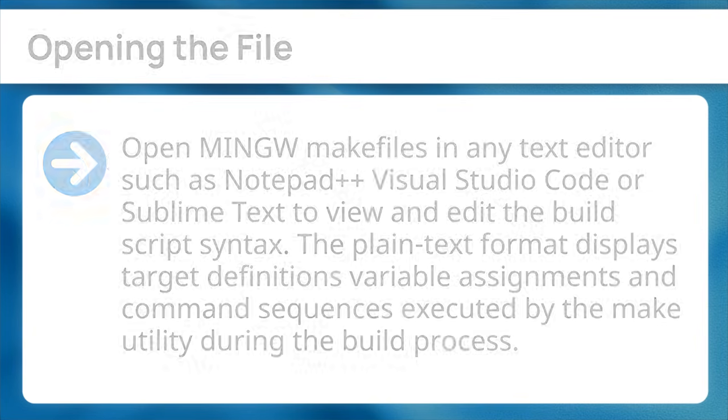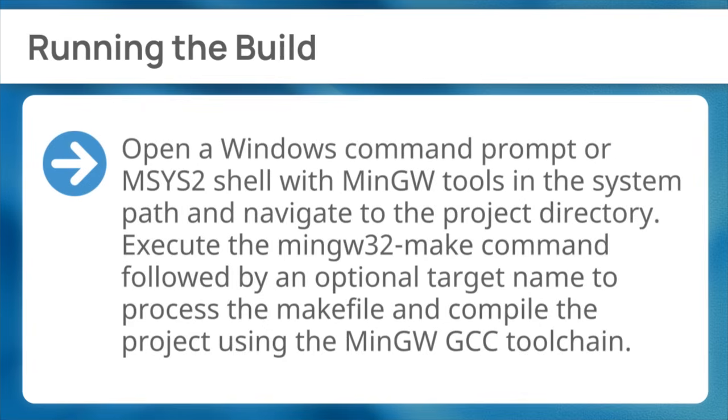Next, running the build. Open a Windows command prompt or MSYS2 shell with MinGW tools in the system path and navigate to the project directory. Execute the mingw32-make command followed by an optional target name to process the makefile and compile the project using the MinGW GCC toolchain.